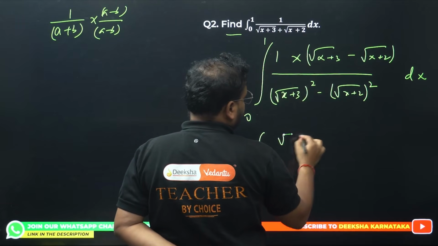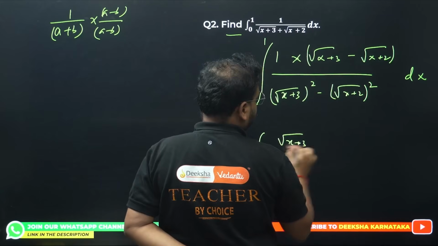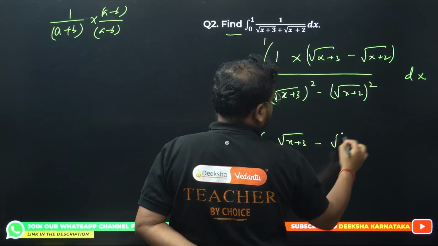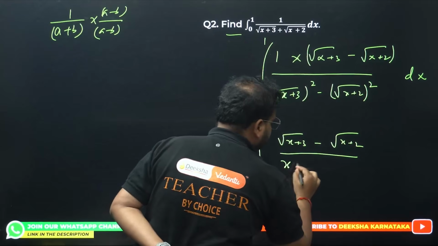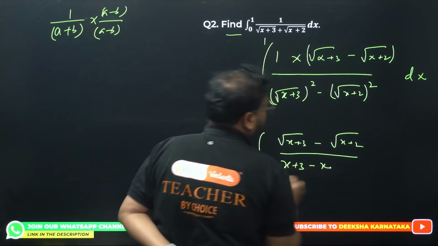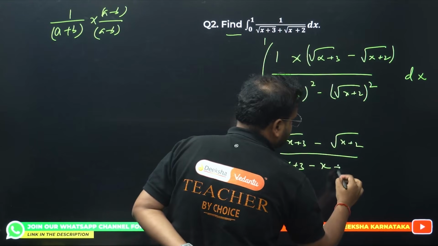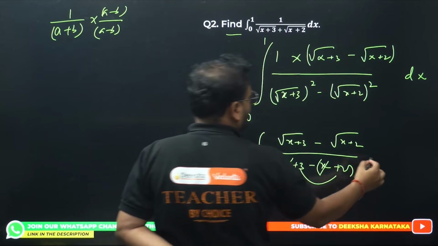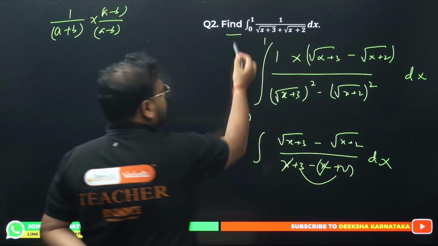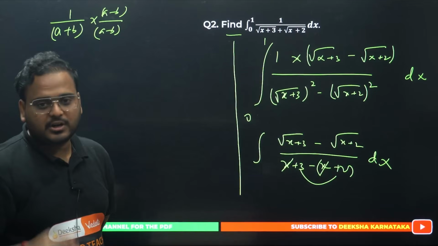What is this? We have the numerator now as root of x plus 3 minus root of x plus 2, divided by x plus 3 minus (x plus 2). So x and x get cancelled and 3 minus 2 is 1. It means there is no denominator left now. Superb.